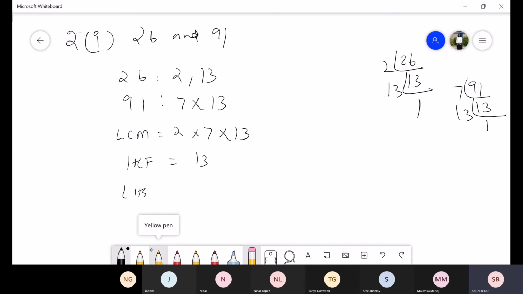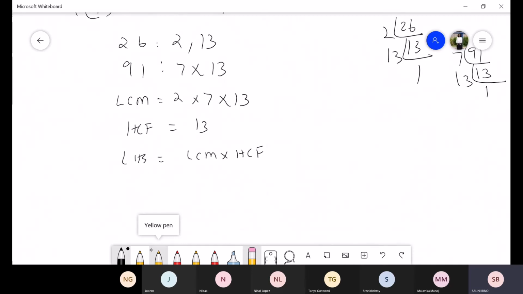Now LHS, we are going to verify. LHS is equal to LCM into HCF. So that is equal to 13 into 7, we have done that. 114 into 13.